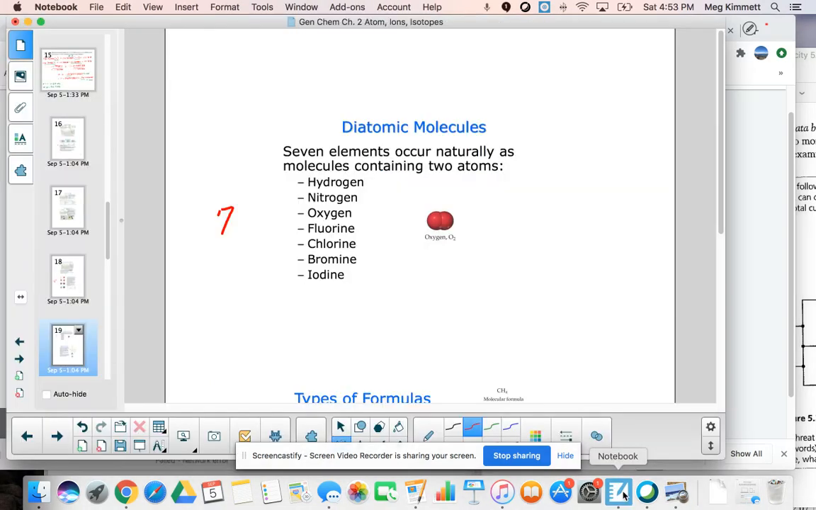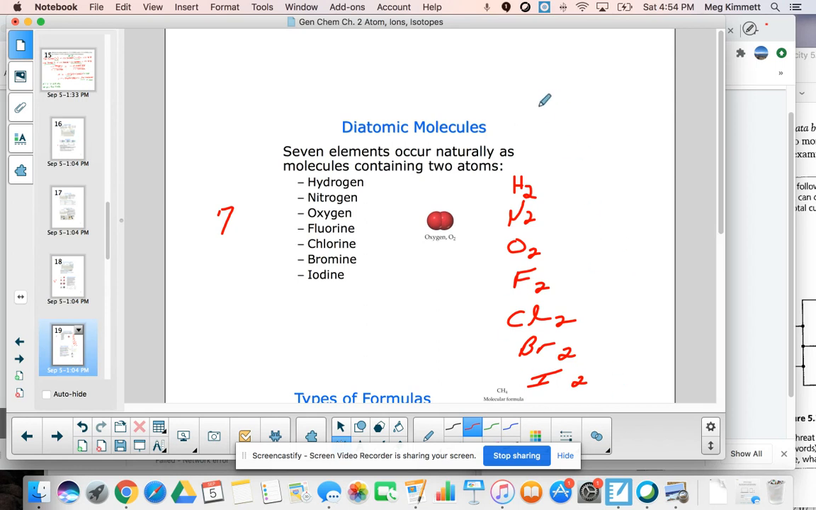And when we call them diatomic, what we're saying is that if I were to write the symbol for hydrogen, kind of just like oxygen is written here, I would have to write it as hydrogen gas. It's always written as H2, nitrogen is always N2, oxygen O2, fluorine is always written as F2, chlorine, Cl2, bromine, Br2, and iodine, I2. So those are your 7 diatomic molecules.